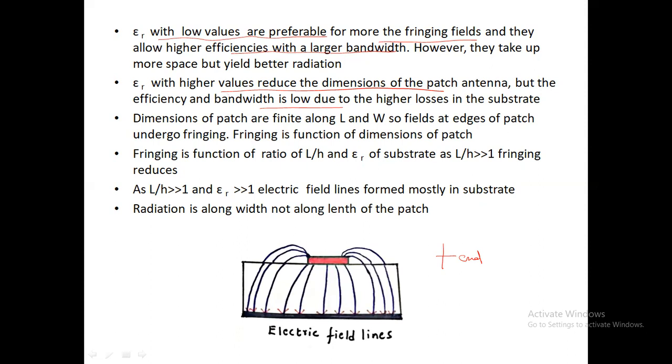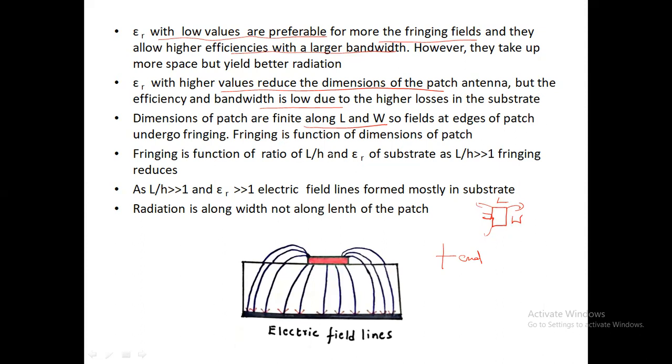So dimensions of the patch are finite along length and width. Why? Because the patch that you have placed or chosen over the substrate always has a fixed dimension, right? So the fields at the edge of the patch cause some discontinuity, and this is where fringing gets started. So fringing is nothing but completely dependent on the dimensions of the patch, what we have chosen for length and what we have chosen for the width.